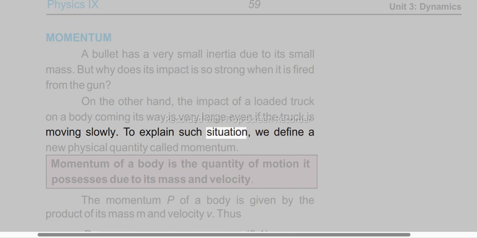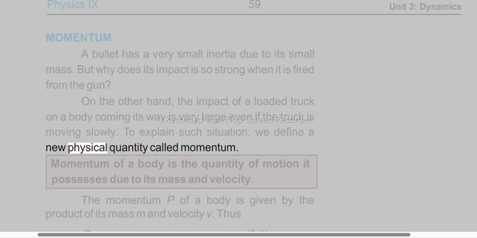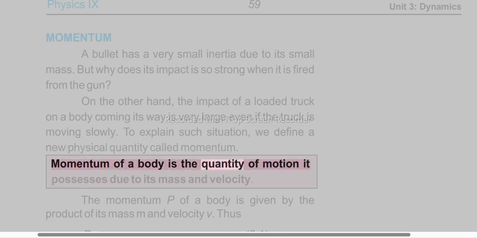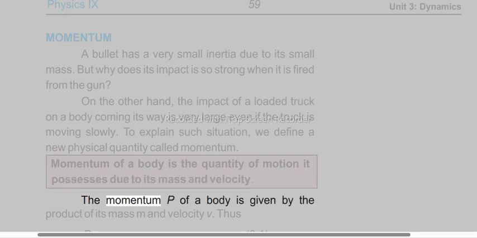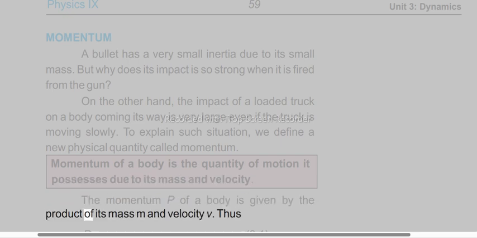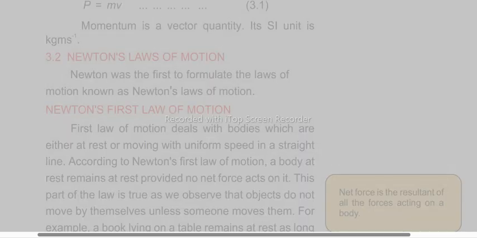To explain such situations, we define a new physical quantity called momentum. Momentum of a body is the quantity of motion it possesses due to its mass and velocity. The momentum p of a body is given by the product of its mass m and velocity v. Thus, p equals mv. (3.1) Momentum is a vector quantity. Its SI unit is kg m/s.